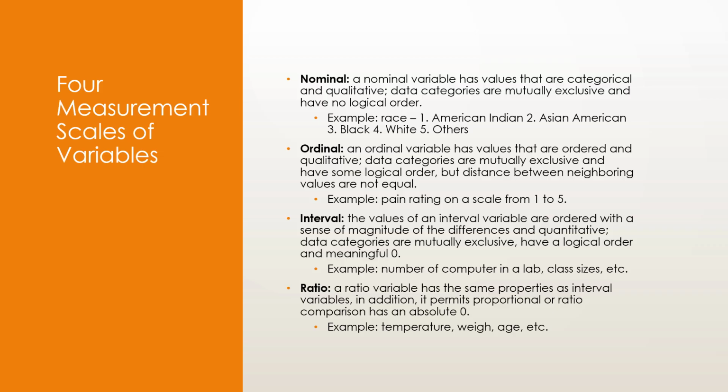The most refined measurement scale is ratio. A ratio variable has the same properties as an interval variable. In addition, it permits proportional or ratio comparison and has an absolute 0. Age, income, and temperature are all examples of ratio variables.